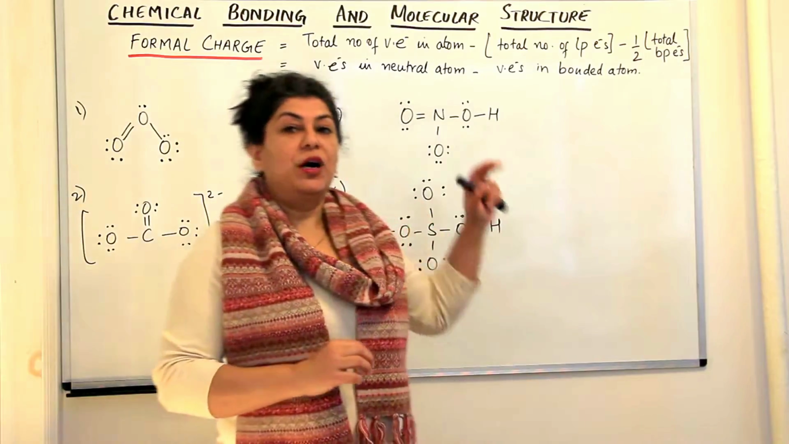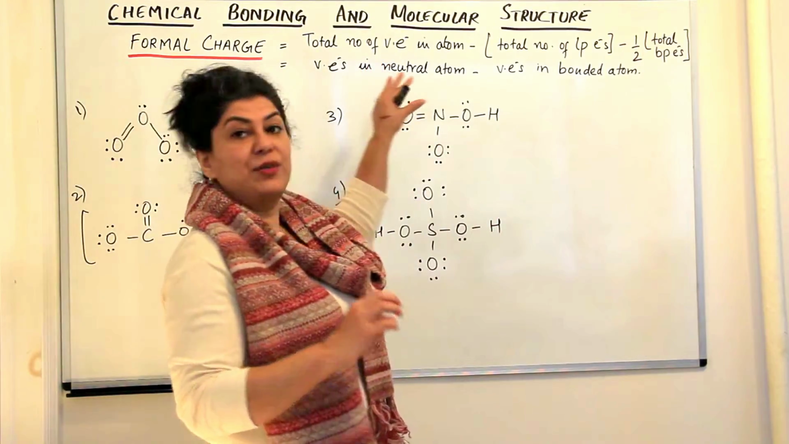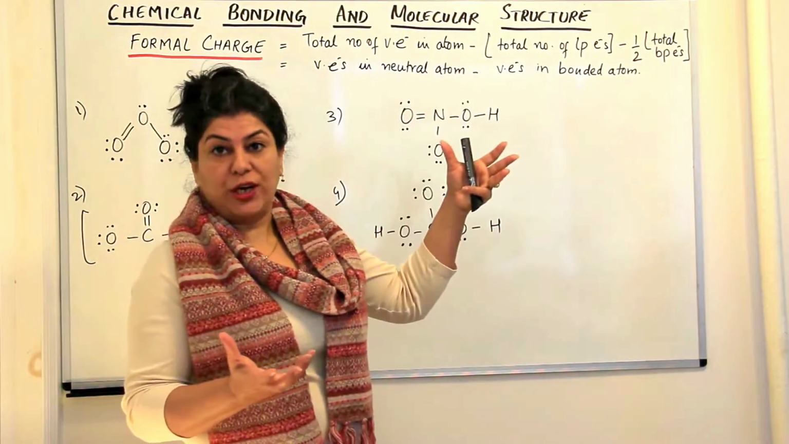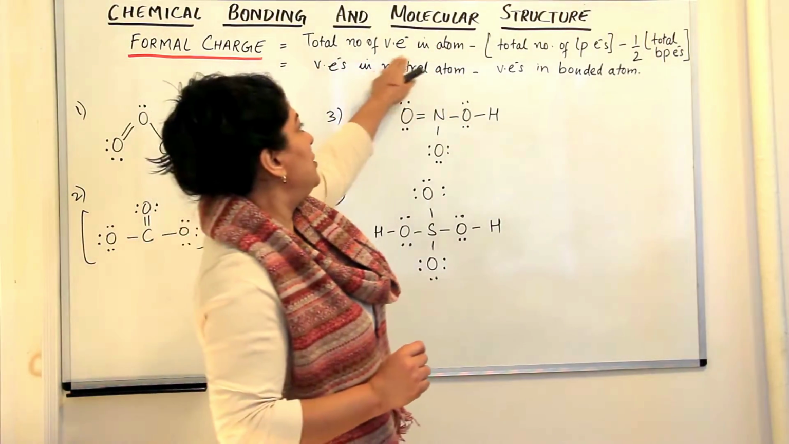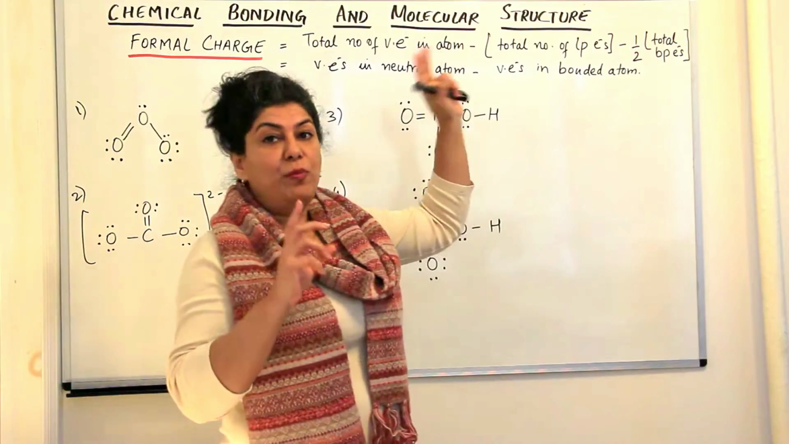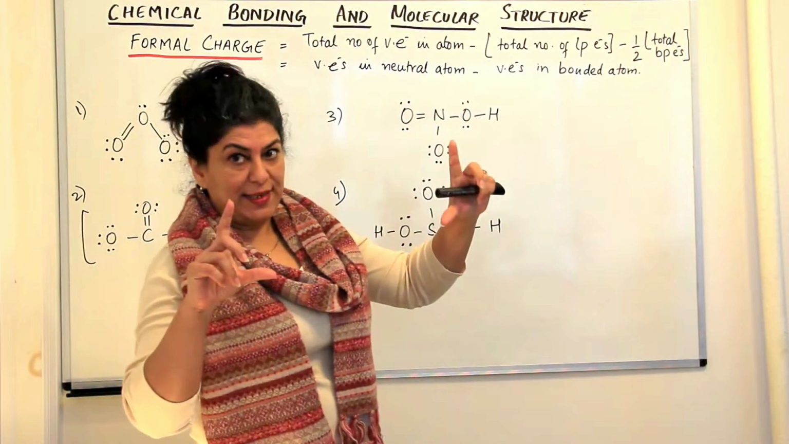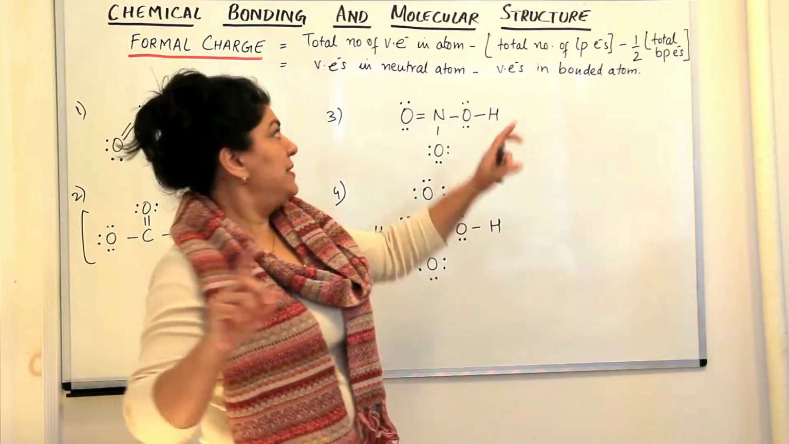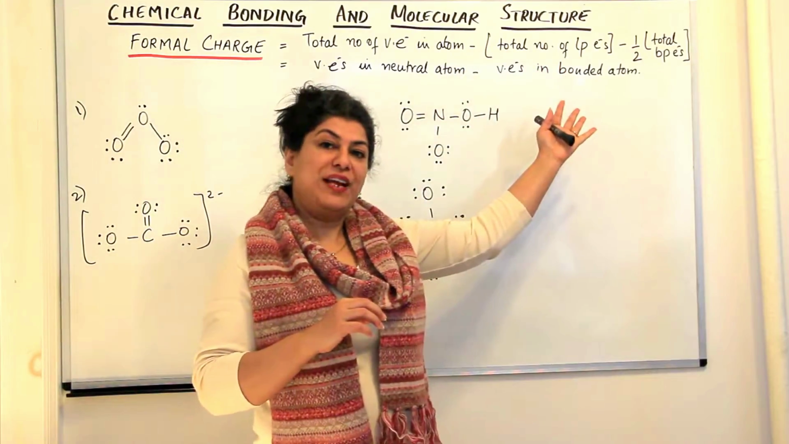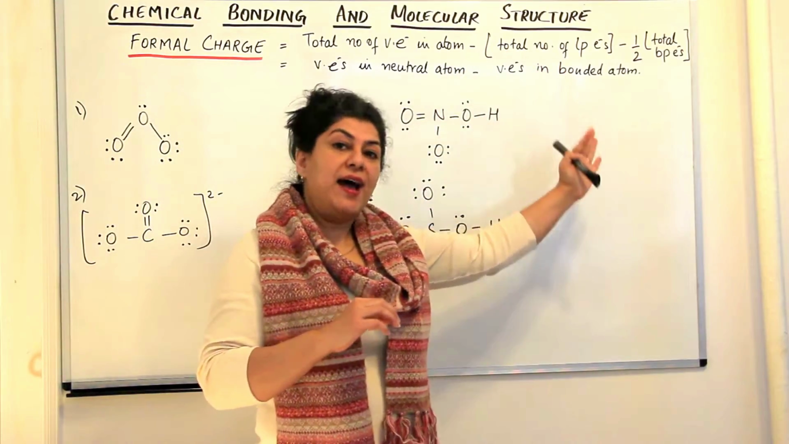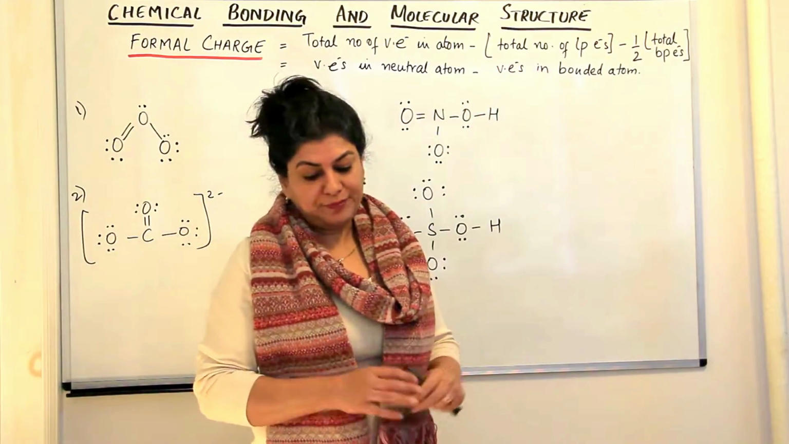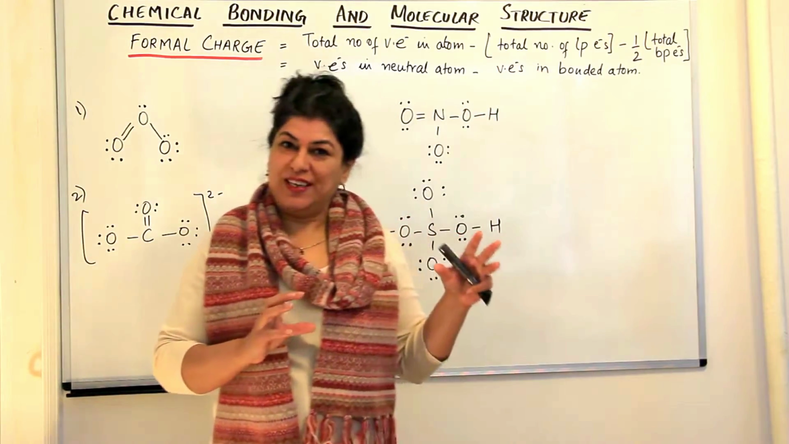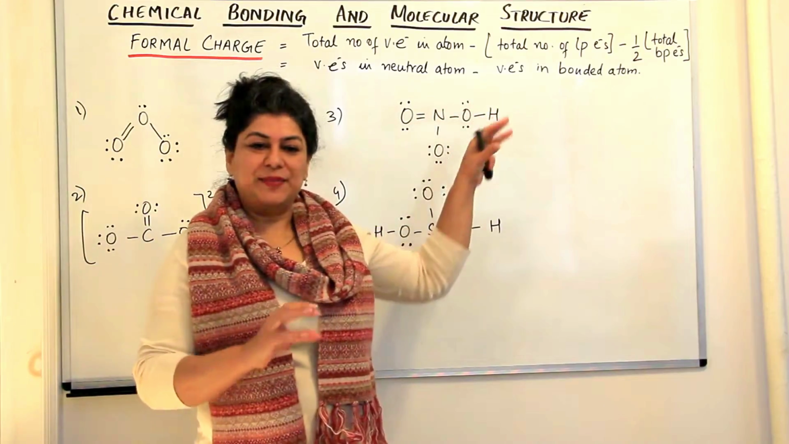According to your textbook, a formula is given for every atom for you to calculate its formal charge. The formula is that the formal charge is equal to the total number of valence electrons in the atom, minus the total number of lone pair electrons, minus half of the total number of bond pair electrons. It's just a little confusing when you read the formula like this.